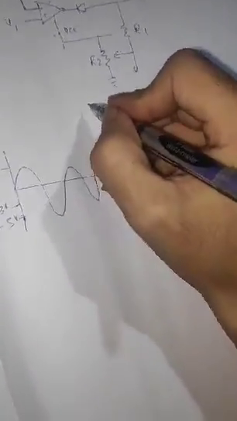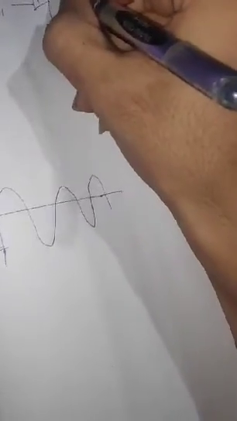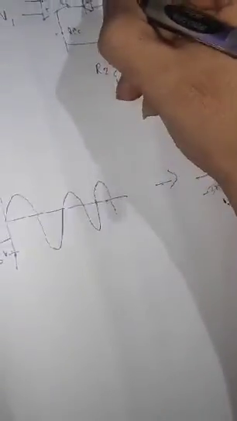For negative clipper circuit diagram, it is same as this positive clipper, but this diode has its position interchanged like this. This is for negative, then it is for positive. Then we will be discussing about clamper.